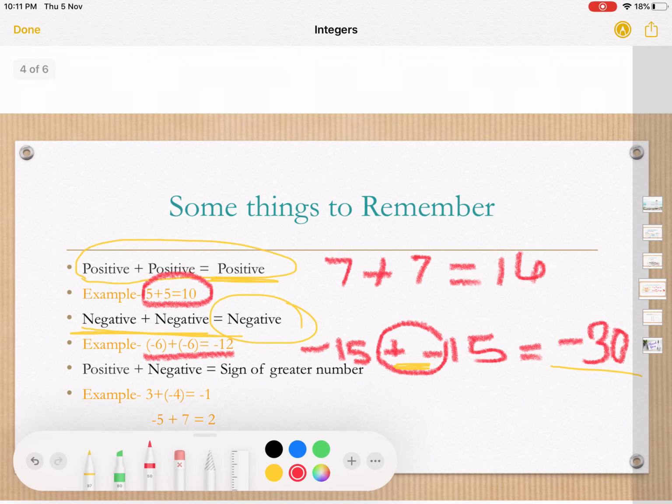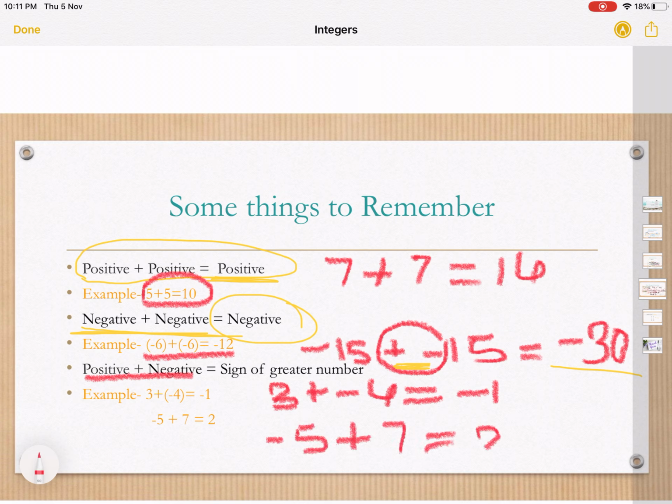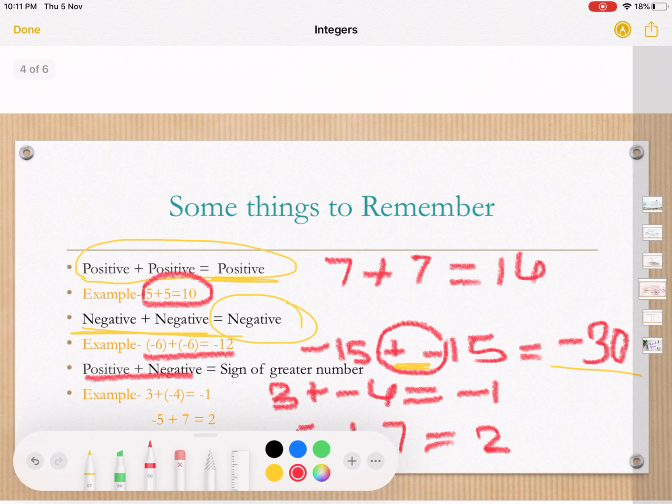Alright, the last one. So a positive and a negative number. Now this is a bit tricky. Here, let's understand this from an example. 3 plus -4 is equal to -1. But -5 plus 7 is equal to 2. Now isn't this a bit confusing? Why do we have different signs here?